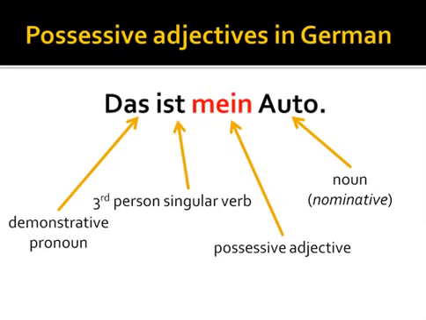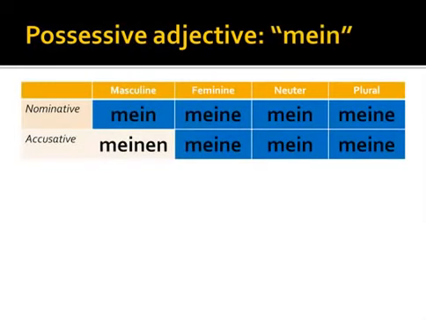Das ist mein Auto. That is my car. Again, we have the same thing: a demonstrative pronoun, a verb, a noun in the nominative, and a possessive adjective. One thing that you'll notice about mein as you study possessive adjectives is that the endings that they take are very similar to the endings that an indefinite article will take. In fact, it forms the same pattern.